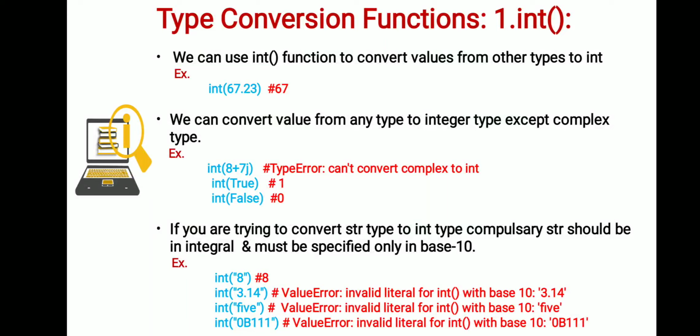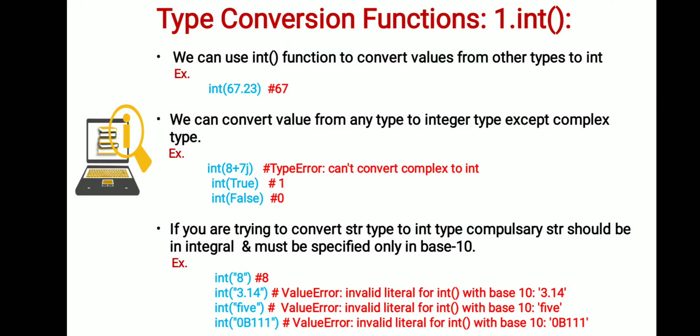Okay, so we can use the int function to convert values from other data types to the integer data type. The value which you want to convert into an integer, you have to pass to this int function. Now see the example, int of 67.23. Now 67.23 is a float value, so that value will be converted into an integer as 67.